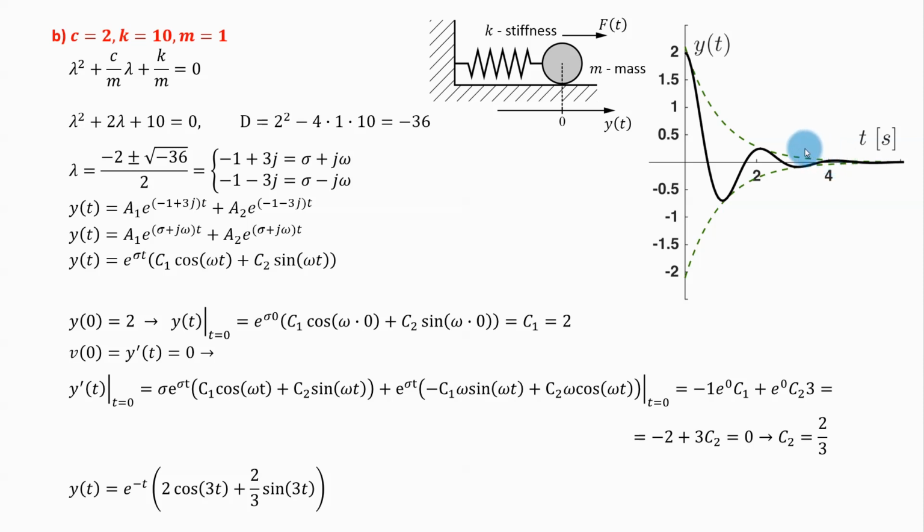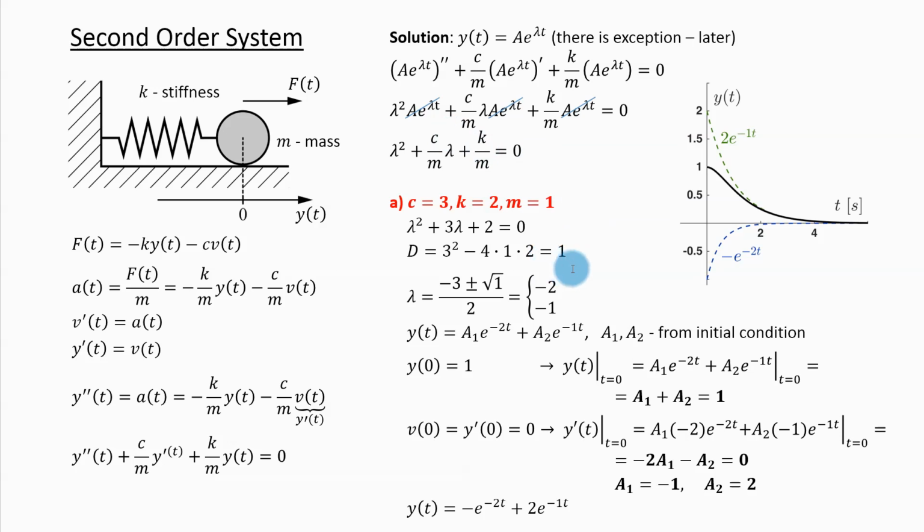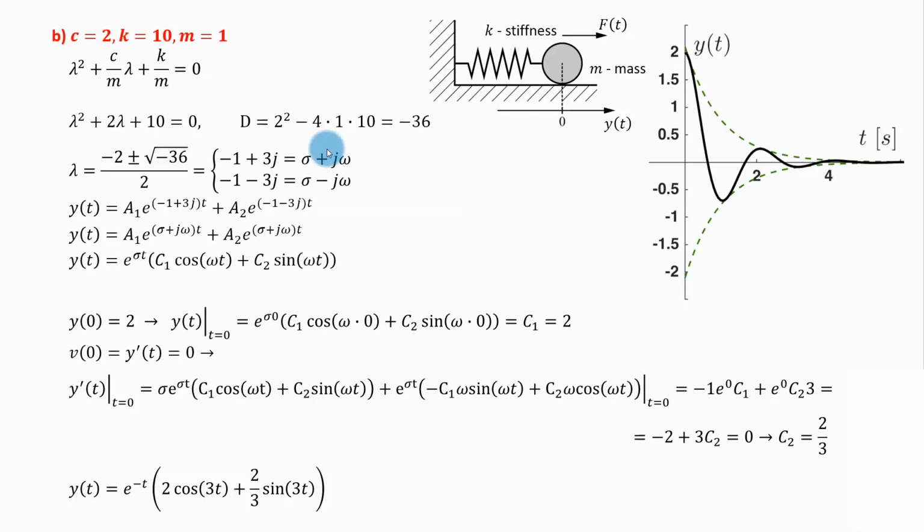It is worth noting that these oscillations, that is, these sines and cosines, are present because we have these complex exponentials here. And we have these complex exponentials because the roots of the characteristic equation are complex, which we have because the discriminant of the characteristic equation is negative. Note that in the previous case, the discriminant was positive. The roots of the characteristic equation were real, so the solution was given by the sum of real exponentials, and there were no oscillations. Here we have complex roots, so we have oscillations.